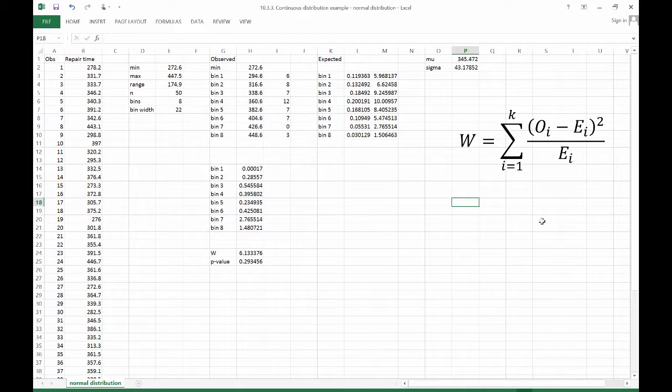Let's remember what our hypotheses would be. Okay, the null hypothesis is that the data follow the distribution that we're interested in. That is a normal distribution. Alternatively, the data do not follow a normal distribution. Okay, p-value large, do not reject the null, conclude that the data do indeed follow a normal distribution, or at least we don't have enough evidence to suggest otherwise.